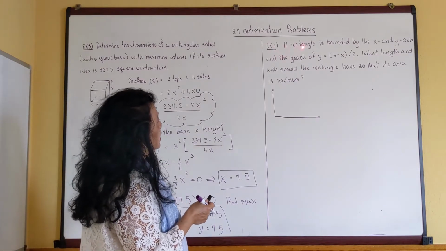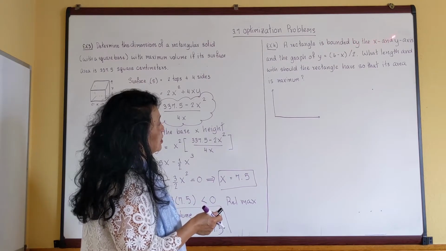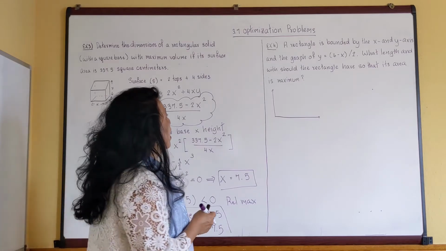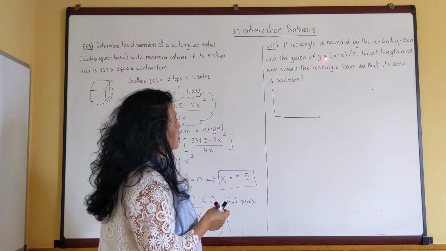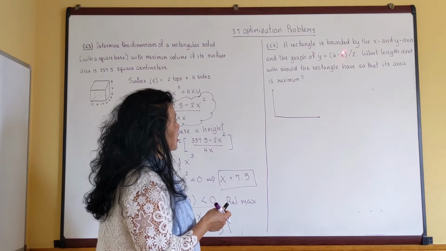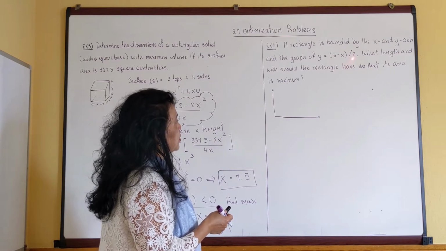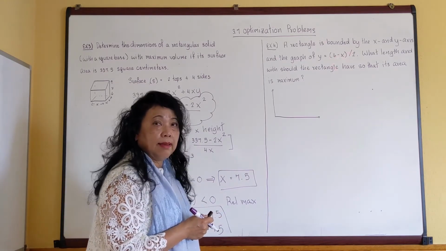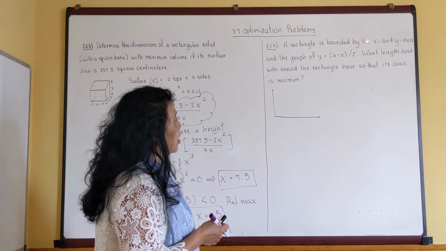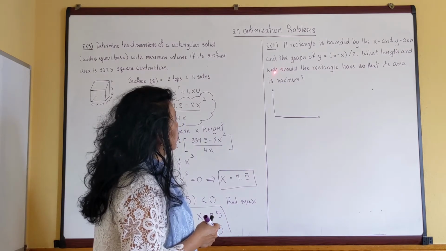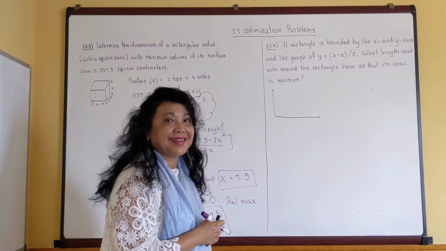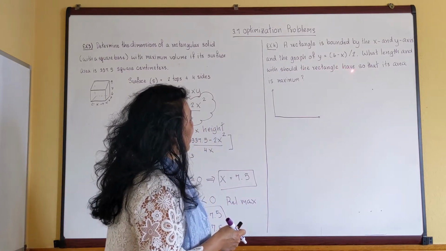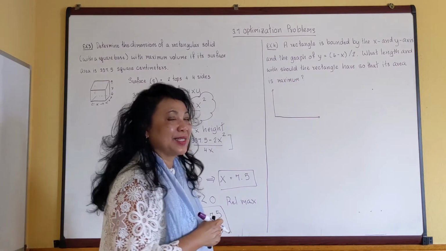Right. A rectangle is bound by the x and y axis. So this is my y and this is my x. And the graph of y equals (x minus 6) divided by 2. This graph is linear. If you look at it, it's a line. We'll get to that later. What length and width should the rectangle have so that its area is maximum?